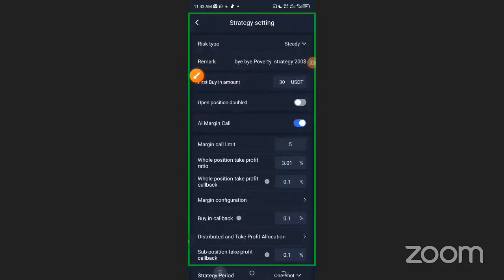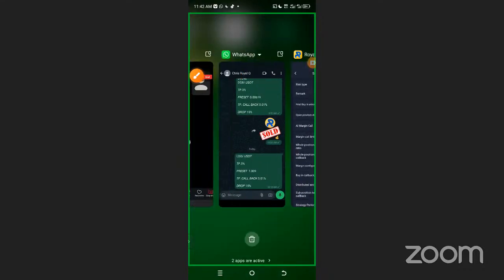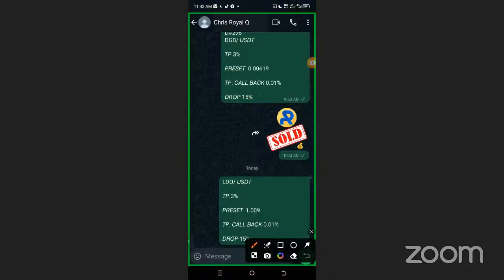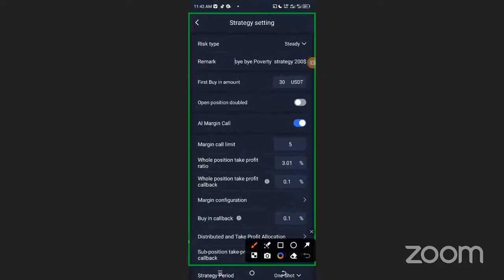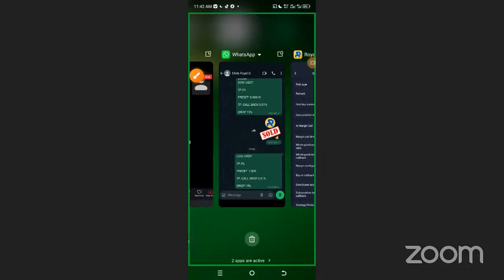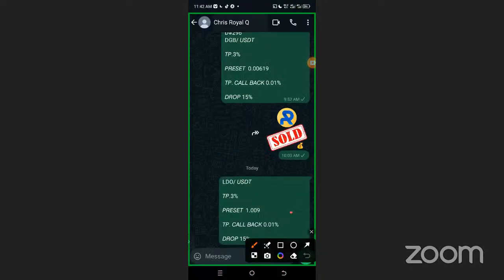In the signal, do you see this word TP callback? It is this in the signal, and it is this in the setting. We have already saved it as 0.1. Therefore, this one we don't need it.